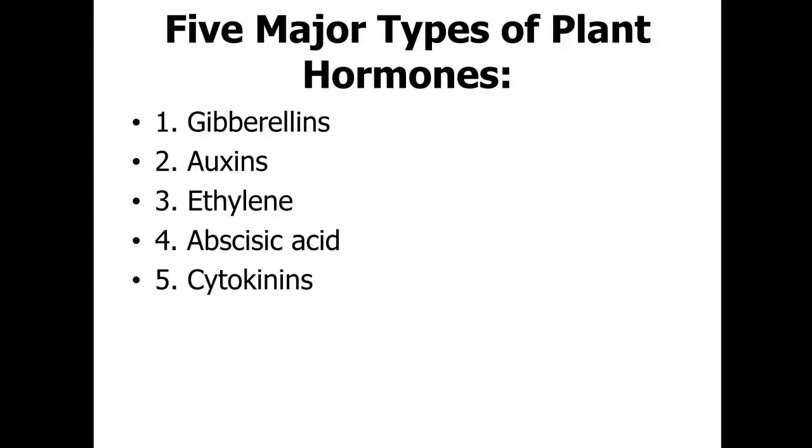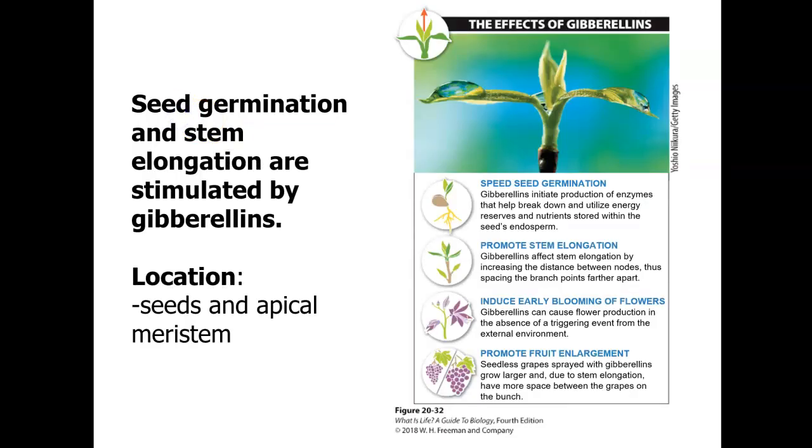Starting off first, we have seed germination and stem elongation, which are stimulated by gibberellins. These are located in the seeds and on the apical meristem. So what are they going to do? Well, they speed up seed germination, help promote stem elongation, help induce early blooming of flowers, and help promote fruit enlargement.